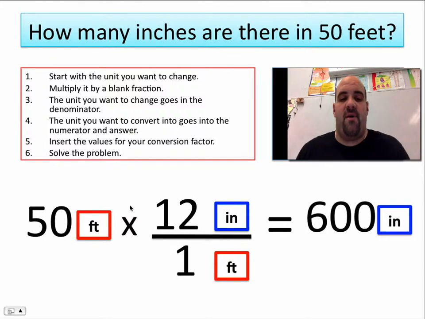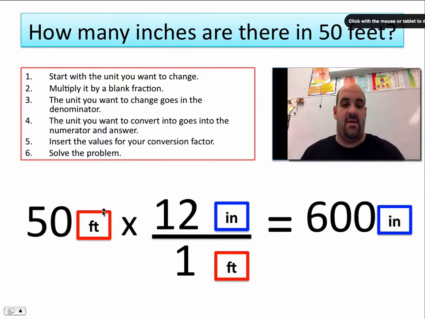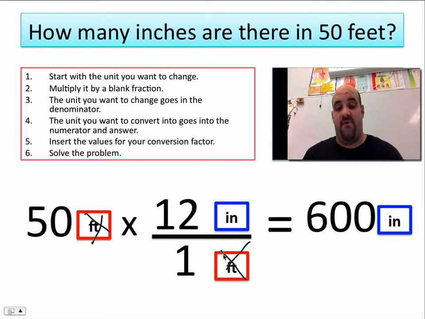Just start the problem off like that. Take whatever you're converting, make a blank fraction, and put that same unit on the bottom. The unit you want to go into goes in the top and also over here. So 50 times 12 over 1. Again, these feet are going to cancel because it's a foot over a foot. You're just left with inches, and that's how we solve that.